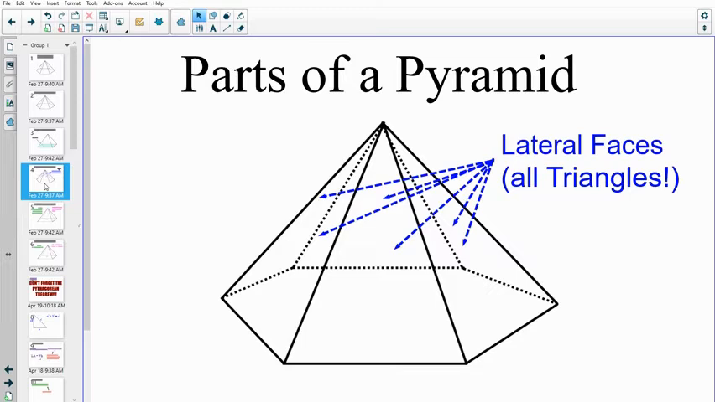All pyramids have lateral faces that are triangles, and that's the distinctive part of a pyramid. Now, if it's a regular pyramid, if all of the triangles are congruent to each other, then the pyramid has a vertex that is straight up from the middle of the base. Just like with a prism, usually the bases were perpendicular to the lateral faces, but they don't necessarily need to be. Usually the lateral faces were rectangles, but they could be parallelograms. For a pyramid, the lateral faces are always triangles. Usually they'll be isosceles, but they don't need to be.